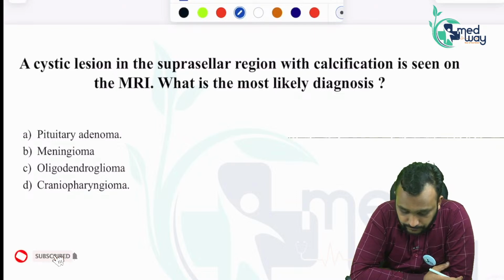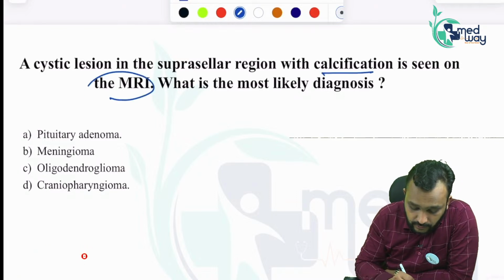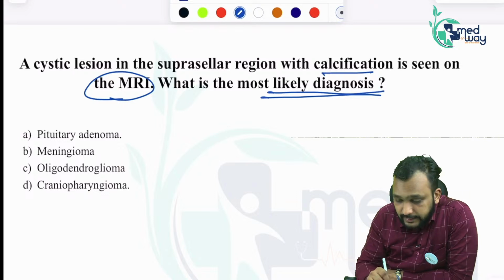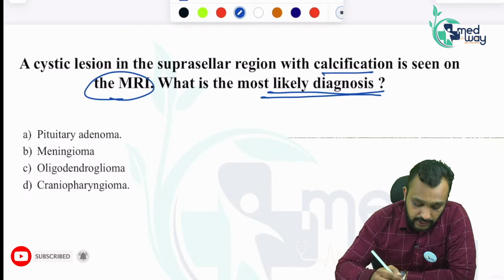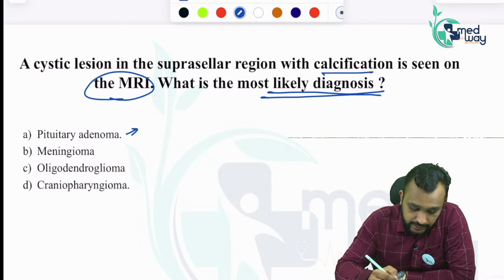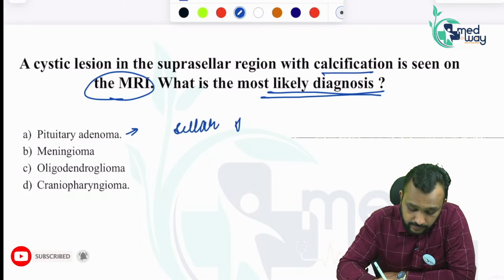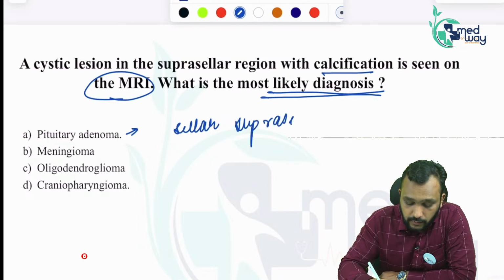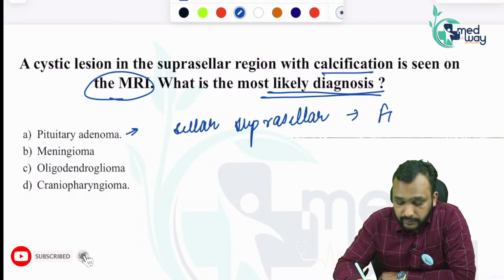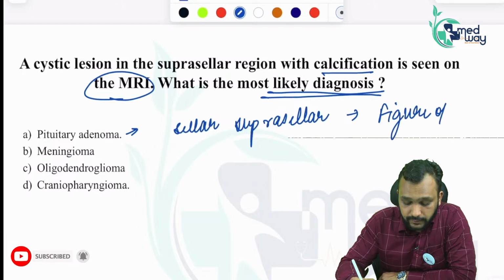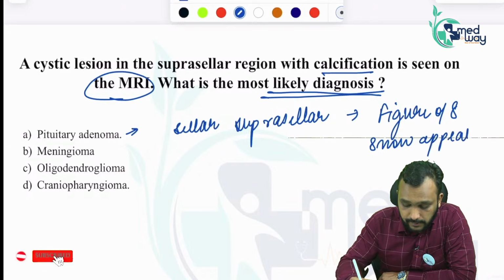Now, a cystic lesion in the suprasellar region with calcification is seen on the MRI. What is the most likely diagnosis, right? So guys, if I talk about pituitary adenoma, it involves the sellar as well as the suprasellar region. What is the imaging appearance of pituitary macroadenoma? It gives a figure of 8 or snowman appearance, right?